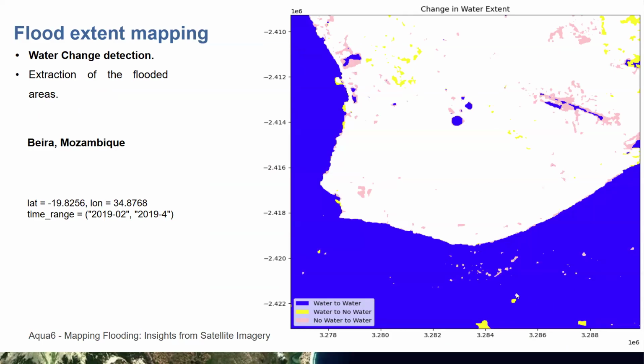In this case, blue is classified as water to water, therefore a constant in the water body, with yellow representing water to no water, and pink or purple, lightish, we have no water to water. Therefore, we have a sense of where the areas are that are flooded in this case.